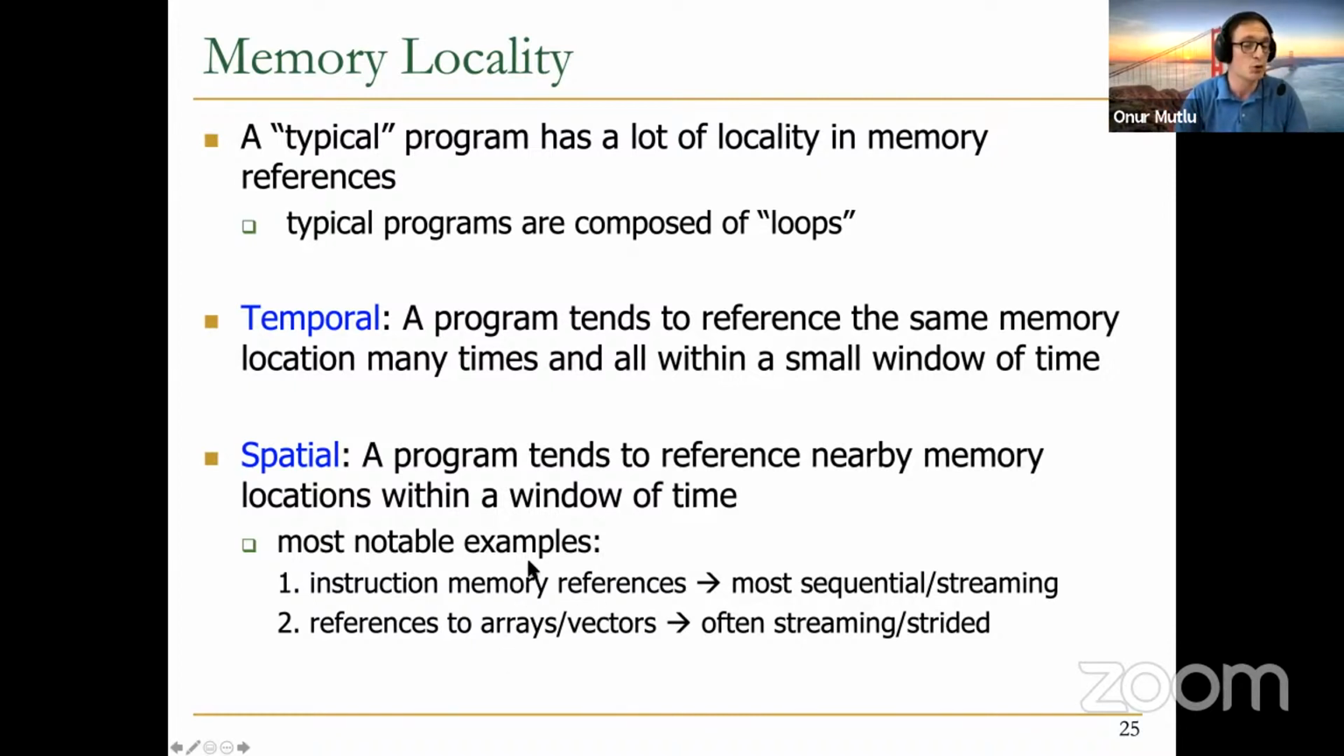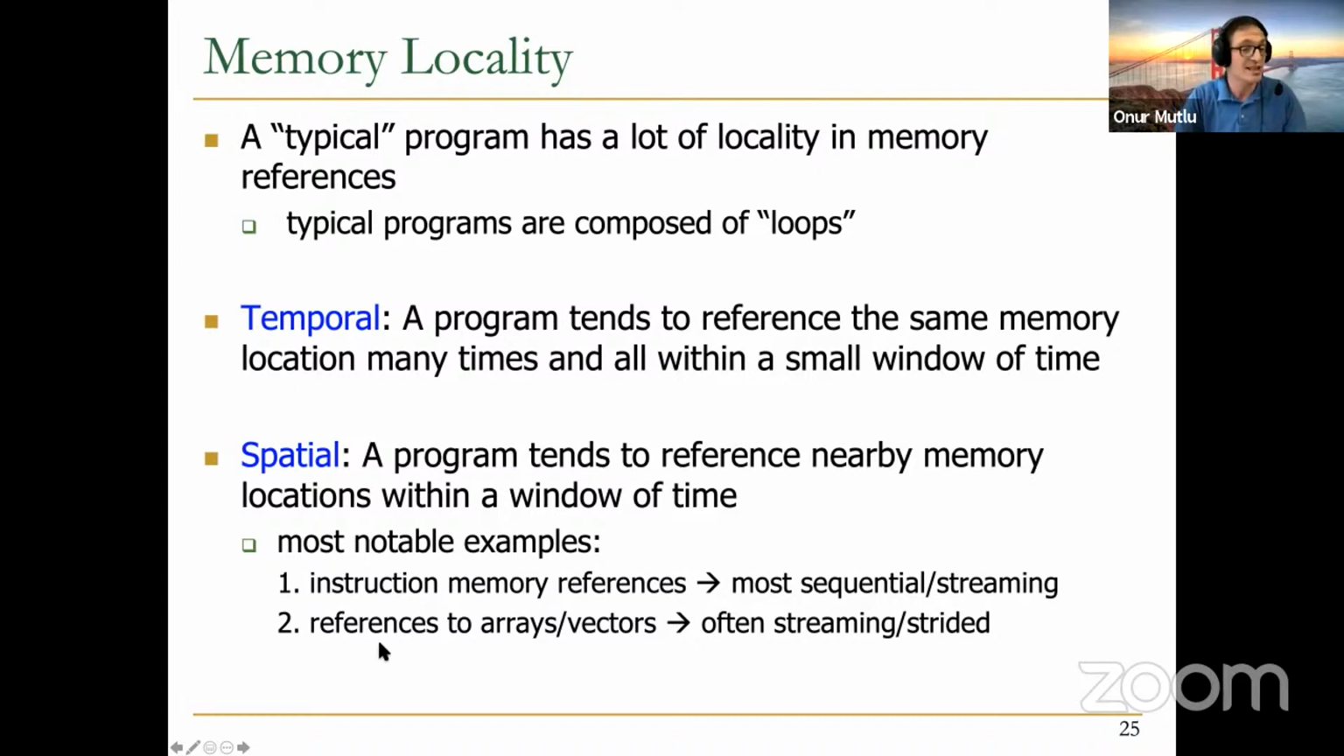So this is broken only when we change the control flow, all right? But even when we change the control flow, if the target address of a branch is to a nearby memory location, then you still have spatial locality, basically. Okay, so that's an example of why spatial locality exists, because of instruction memory references.